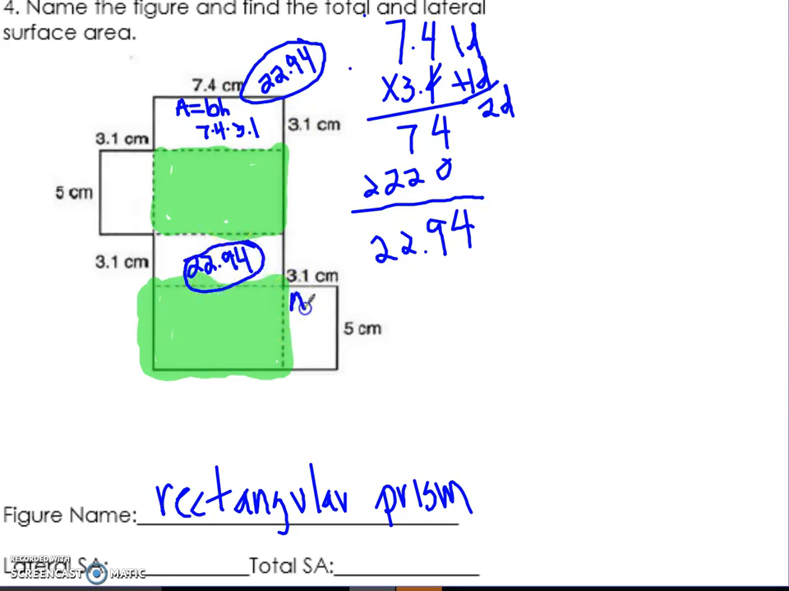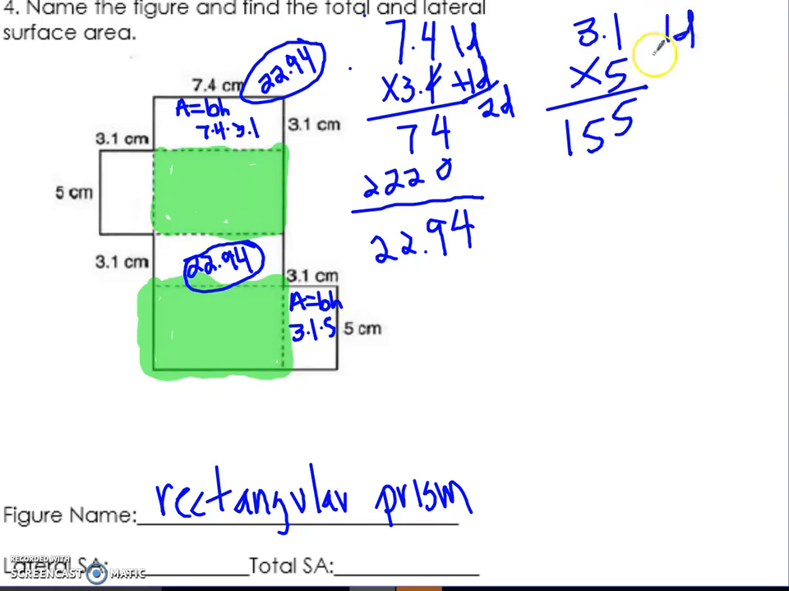Alright, we have area equals base times height. We have 3.1 times 5. 5 times 1 is 5. 5 times 3 is 15. 1D plus 0D is 1D. So we have 15.5, and this is 15.5.